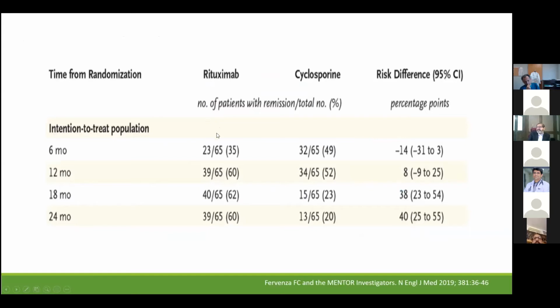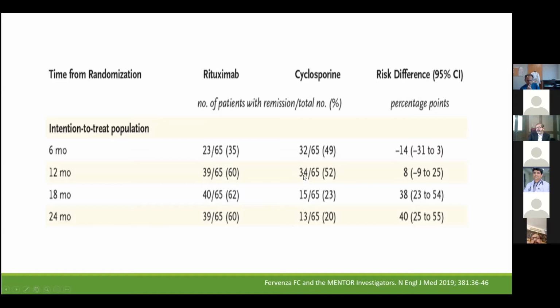Now, what we saw was that at 6 months, the number of patients with remission in the rituximab arm was 23. In the cyclosporin arm was a little bit higher at 32. But let's see what happens as time goes on. At 12 months, the numbers are reversed. At 18 months, this is solidly getting better, or at least the same. This guy, on the other hand, is getting worse.